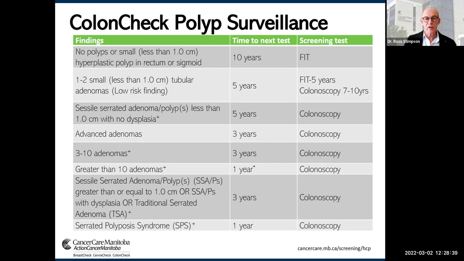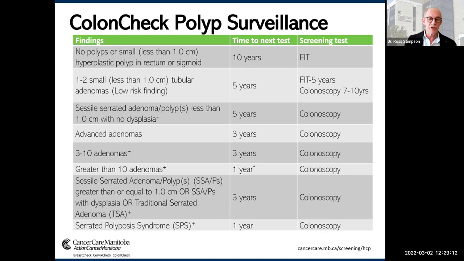We, however, still recommend colonoscopy for sessile serrated adenomas, even non-dysplastic ones. For advanced adenomas, or in individuals with 3 to 10 adenomas, colonoscopy at 3 years remains a standard surveillance recommendation. Individuals with greater than 10 adenomas have the risk of having a genetic syndrome. They should probably be assessed by genetics, and we recommend screening or surveillance colonoscopy in 1 year to ensure that there's a proper clearance.